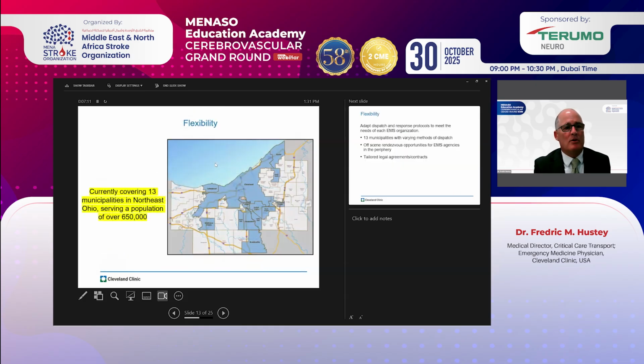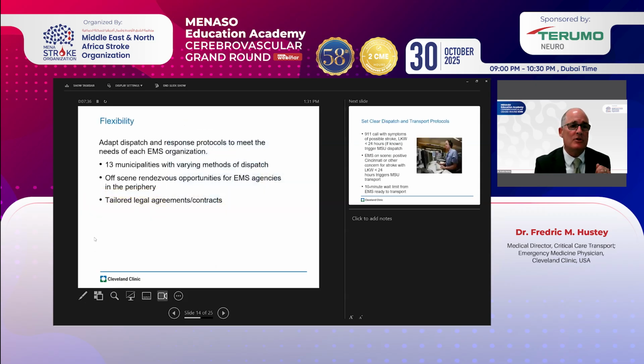And so flexibility was also important. We're currently covering 13 municipalities now in Northeast Ohio. If you look at the metropolitan area of Cleveland, Cleveland is here in the center, one city, but the Cleveland metro area is made up of multiple suburbs, each an individual municipality, each an individual city that has its own EMS agencies that we had to work with and develop protocols for as we expanded. And so we had to adapt dispatch and response protocols to meet the needs of each of these EMS organizations.